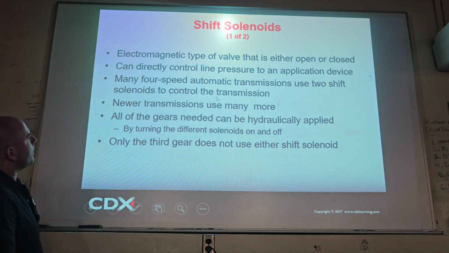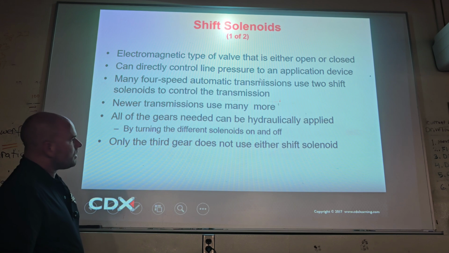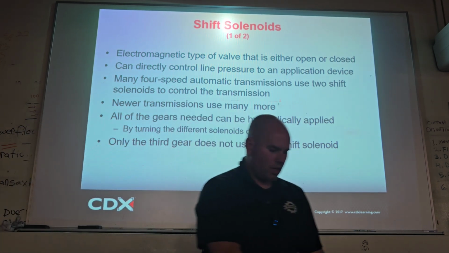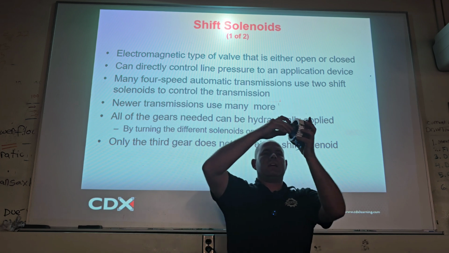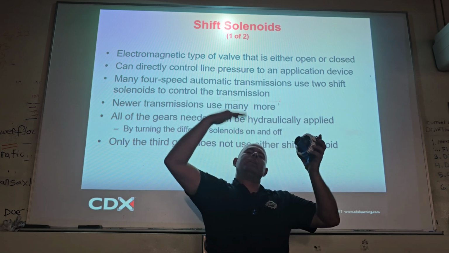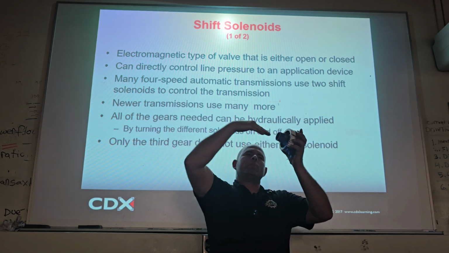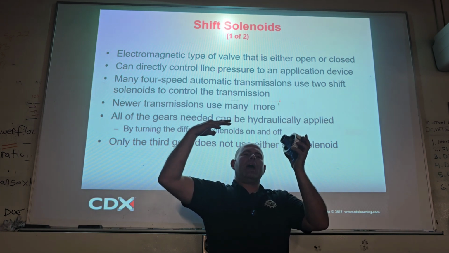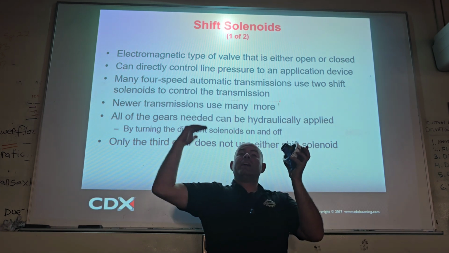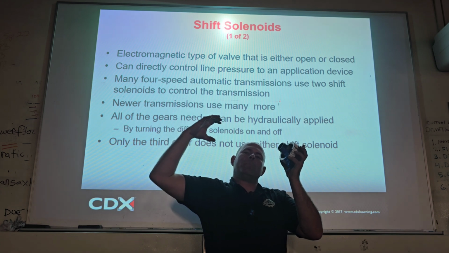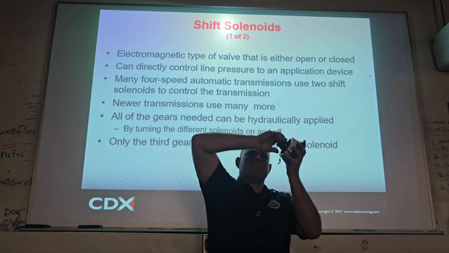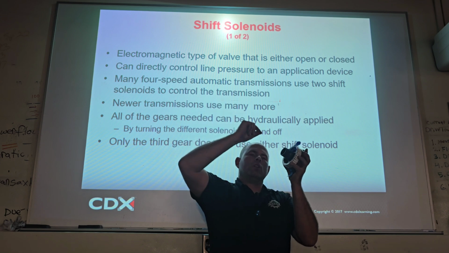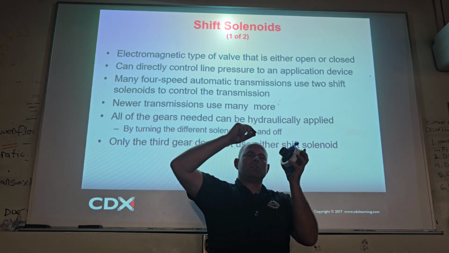Now they can directly control line pressure to an application device. So if we wanted, here's your basic gear set. If you have an input shaft right here, and you want this input shaft to be connected to this sun gear, you can say, hey, apply C1. How? Shift solenoid S1 active will pump up the piston for C1 and grab it. Cool? So now I can control this grabby clutch using a solenoid.